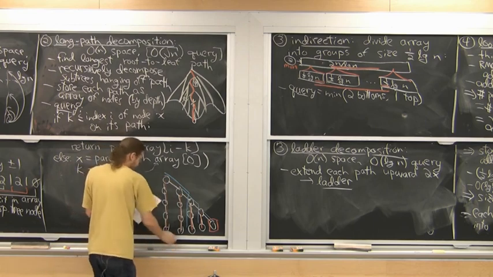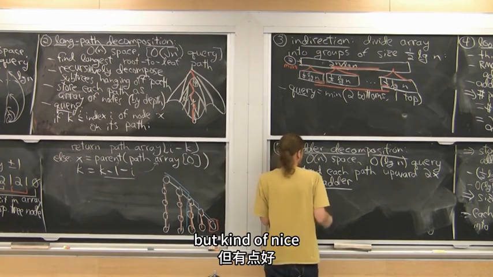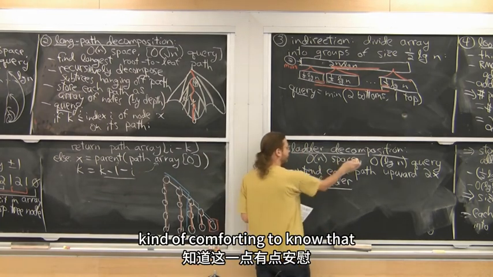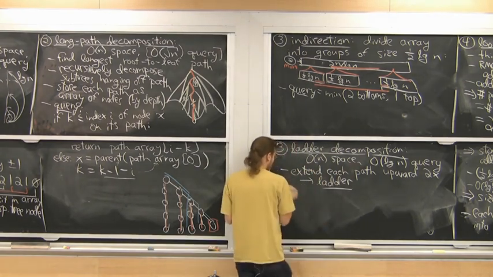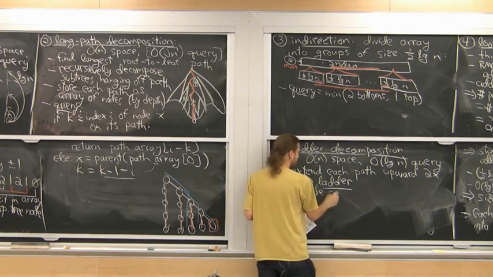Let's prove that. This is, again, something we don't really need to know for the final solution, but kind of nice, kind of comforting to know that we've gotten down to log n query. So it's at most double the space. So still linear.